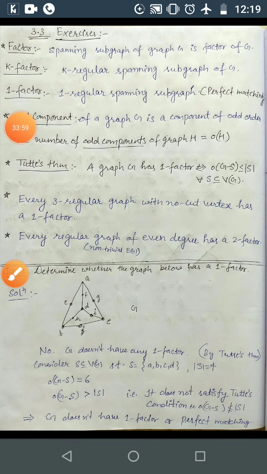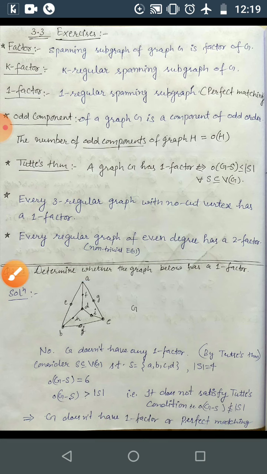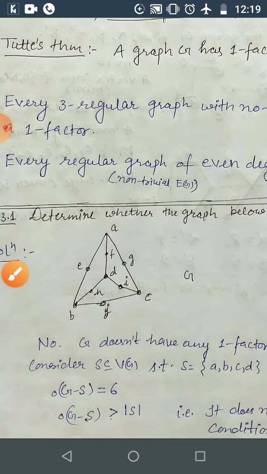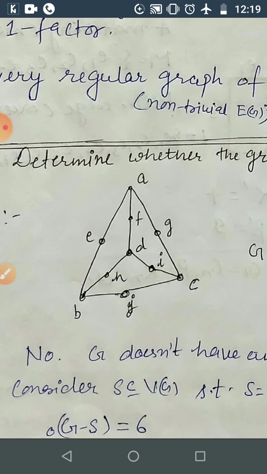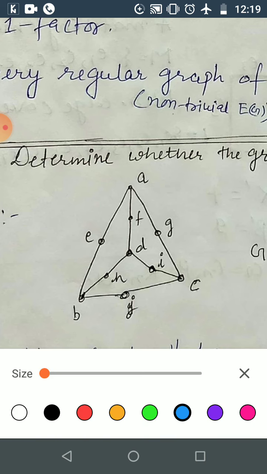So here you can come back to the questions of this one. So here 3 questions are listed in your lesson plan. So determine whether the graph below has a one factor or not. So first you need to determine whether this has a one factor or not. So first I would suggest that if you are able to draw some one factor in the graph, then you can draw it. Otherwise you can use Tutte's theorem, because that is the necessary and sufficient condition, that is an if and only if condition for a graph to have one factor, correct?